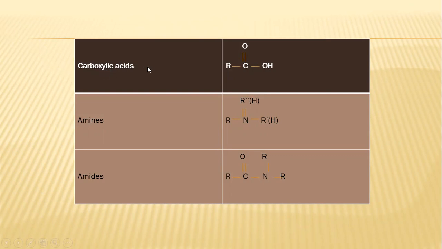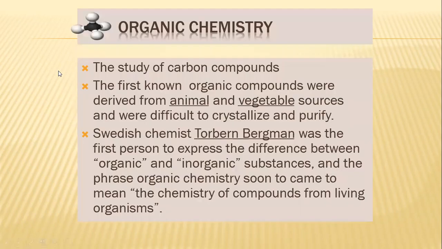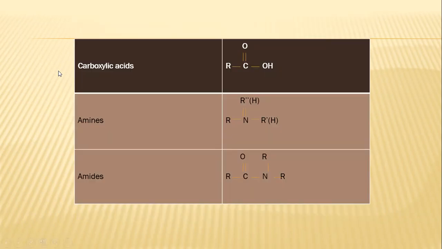Next, carboxylic acid. If R is CH3, then that is acetic acid, or else ethanoic acid. In case it is 3 carbons, then propanoic acid. If it is 4 carbons, then that is butanoic acid, or pentanoic acid. Similarly, oic acid is what follows for these acids.